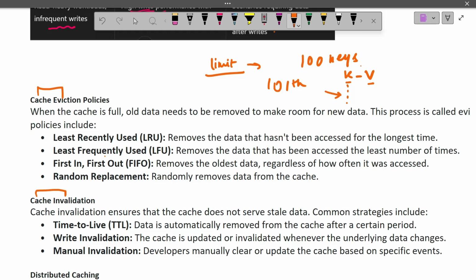So what is the strategy that I can use? I can use any of these algorithms to remove the one key which I want to swap for the 101st entry. I can use least recently used, the key which has not been accessed, which very obviously makes sense. Or maybe something which is least frequently used. So suppose you have, let's say, 3 keys.